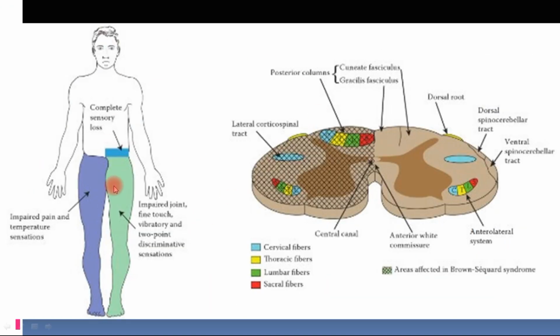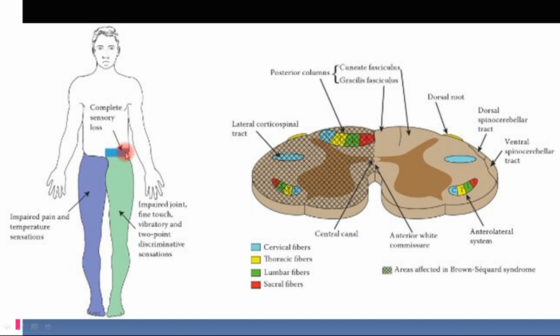So when you look at the level of transection, what will happen? There is a complete sensory loss. That means all the sensation will be lost, whether it is fine touch, crude touch, pain, or temperature, all the sensation will be lost on that same side of hemisection. Okay, so let us say this is the left side of hemisection, and at the left side of hemisection all the sensation at the same spinal segment level will be lost.